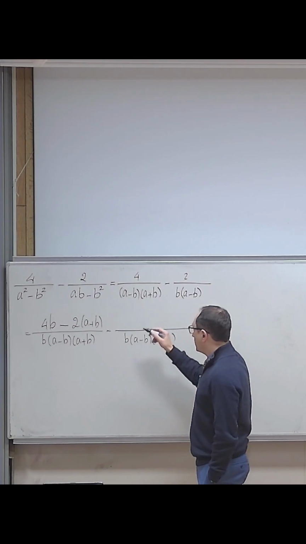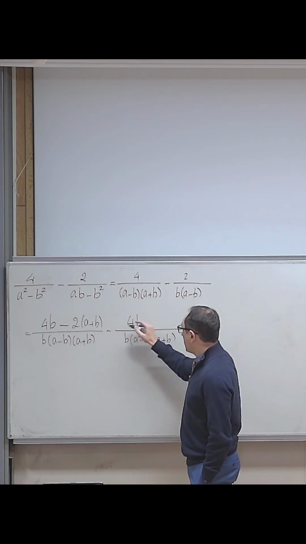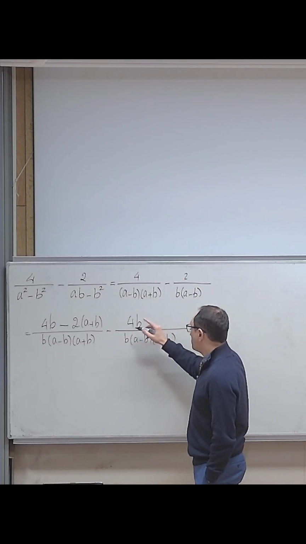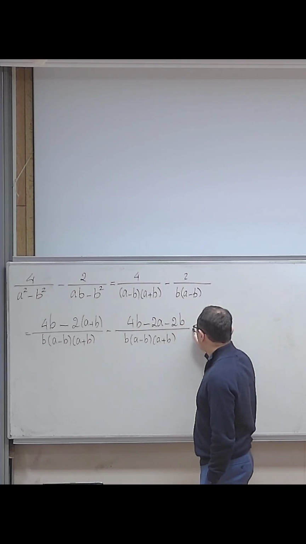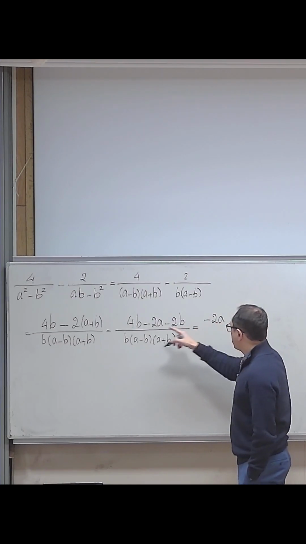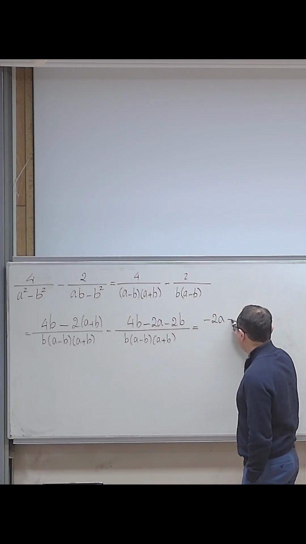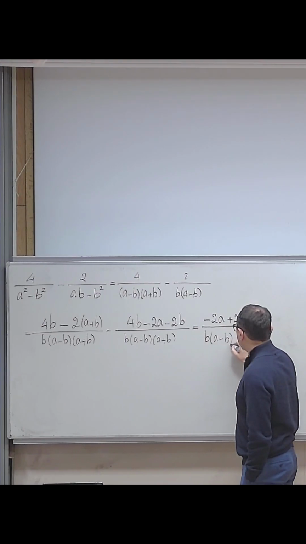But for the numerator, I can expand and simplify. So 4b is just 4b. I multiply minus 2 in, so it becomes minus 2a minus 2b. But then minus 2a is just alone, but 4b minus 2b is plus 2b. Okay, and then divided by b times a minus b, a plus b.